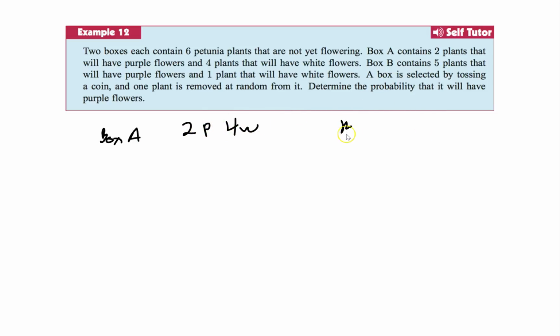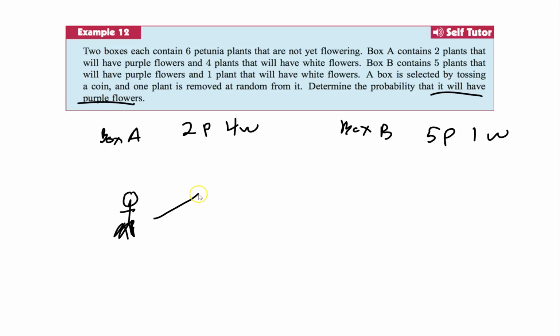Box B contains 5 plants that will be purple, so 5 purple and 1 white. A box is selected by tossing a coin, and 1 plant is removed at random. Determine the probability that it will have purple flowers. So we're just looking for the odds that it's going to be purple. So we start off, right, we're going to pick a box first. So here's us.